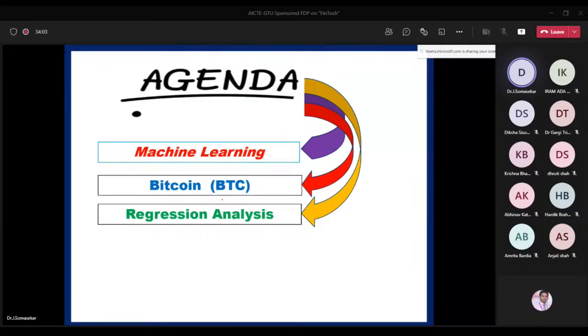So regression analysis, that is the main agenda. By using regression analysis, we are going to find the Bitcoin price prediction. I will show some of the research publications under this concept. Of course, I have already shown one publication in Elsevier. Like that, we have so many other publications available that we can use for reference for doing research work, or if you want to do any publications.